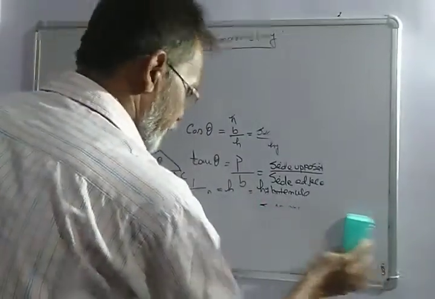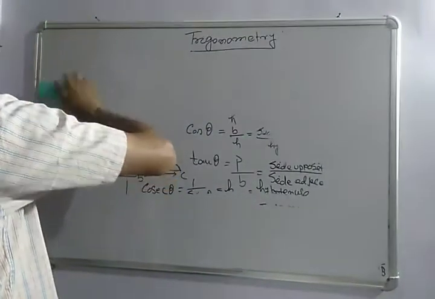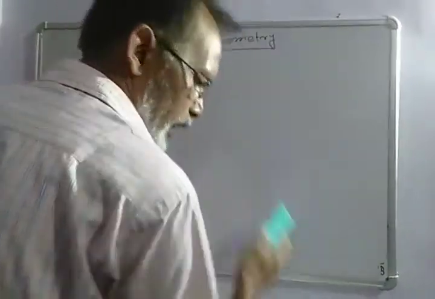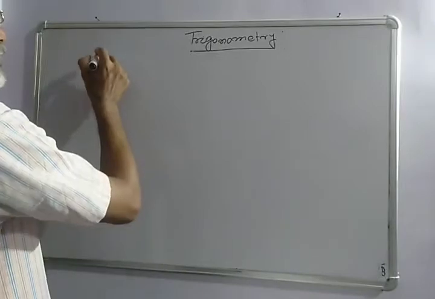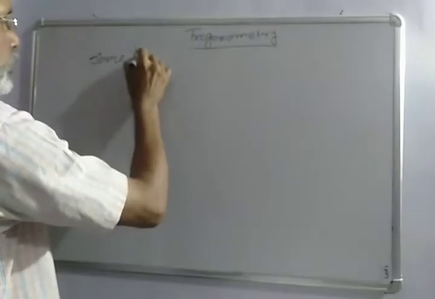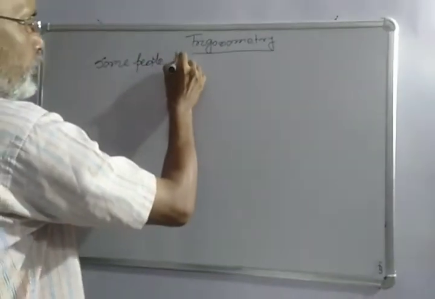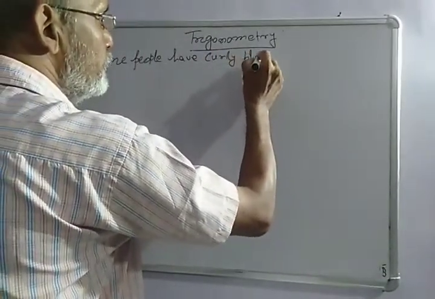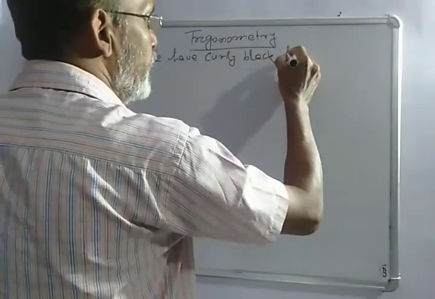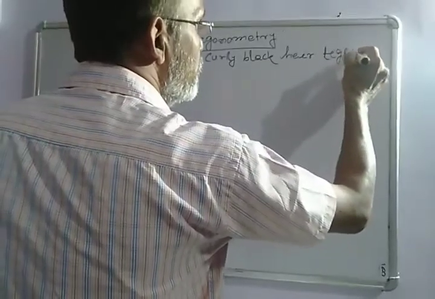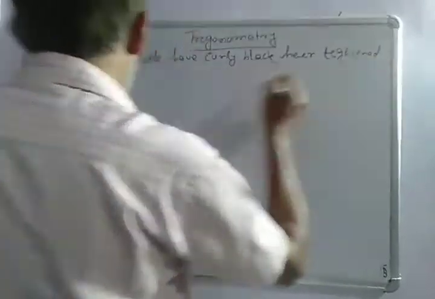A simple single line quotation will help you to remember these formulas. The trick is: some people have curly black hair, tightened perfectly backwards.